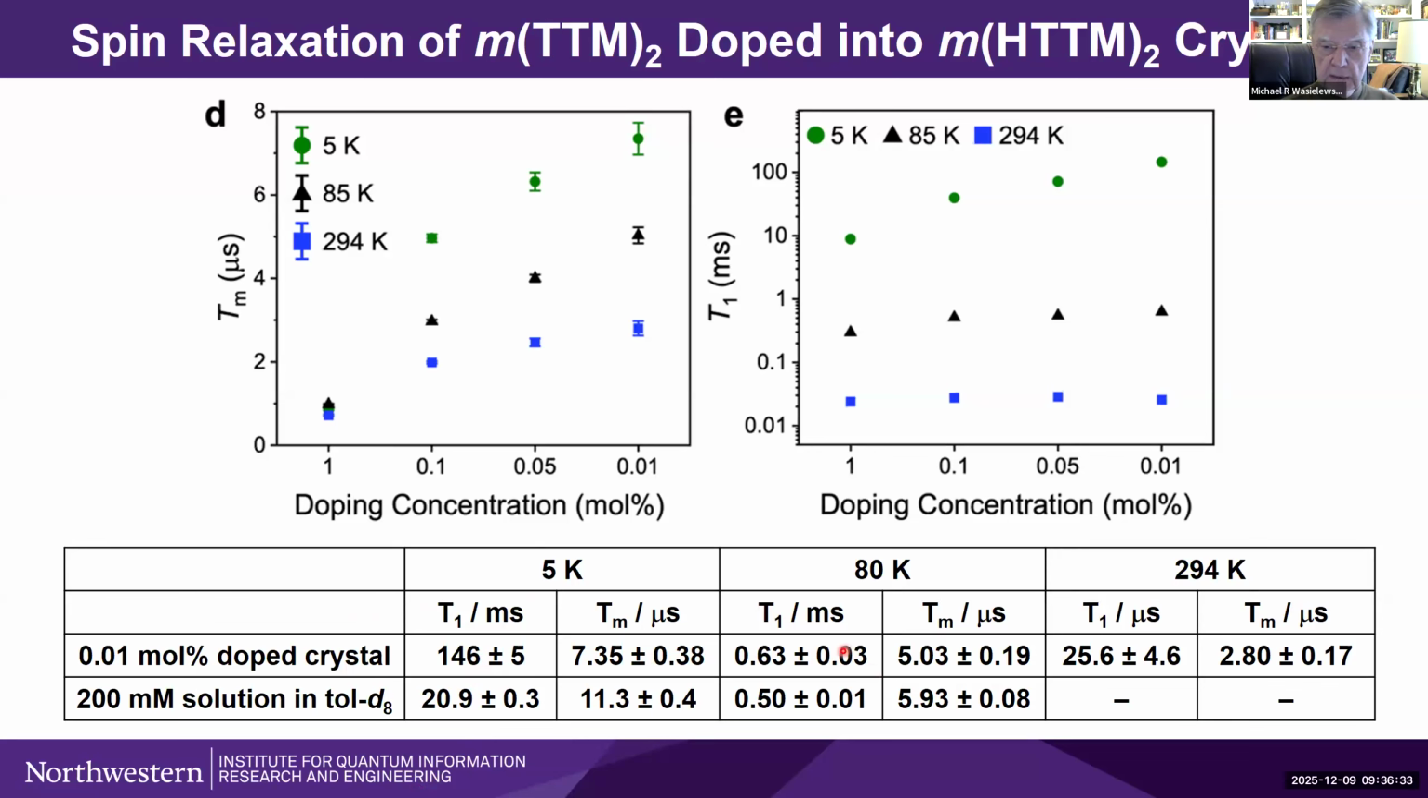That goes down a bit at 80 Kelvin. We're down at about 0.6 milliseconds for T1, but it's interesting, the TM does not go down that much. It goes down to 5 microseconds at 80. But interestingly, at room temperature, we still have a T1 that's 25 microseconds and a TM that's 2.8 microseconds. So it's even usable at room temperature in this particular case.